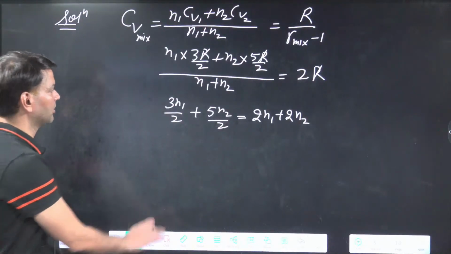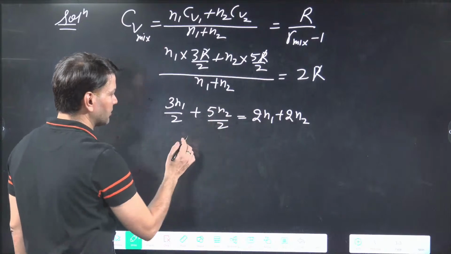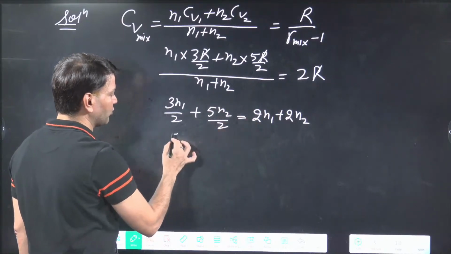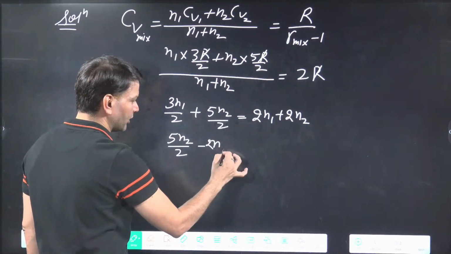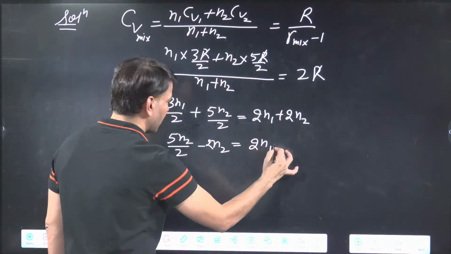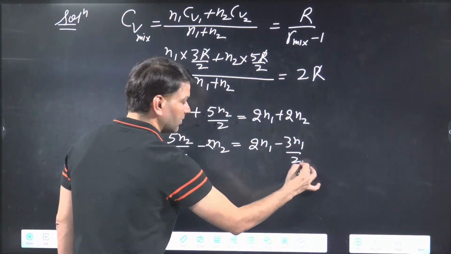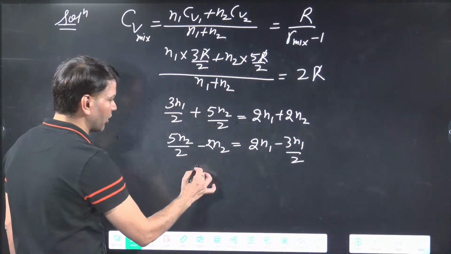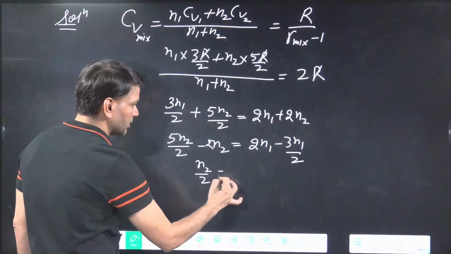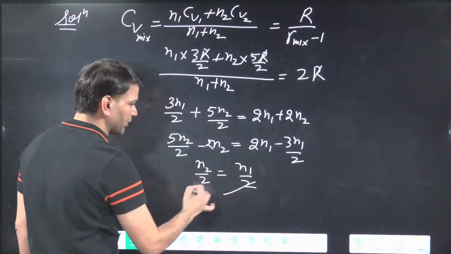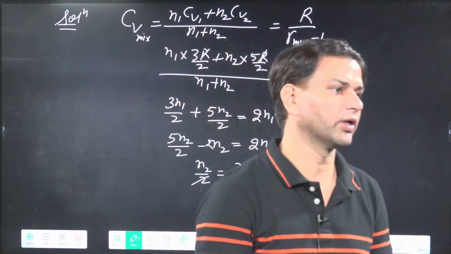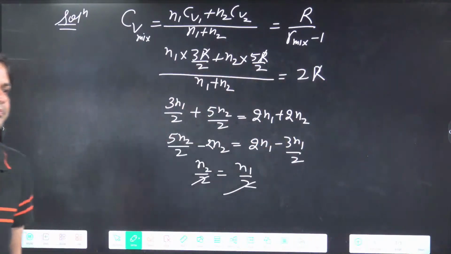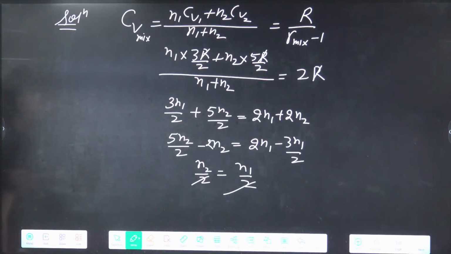Okay. Now this N2 you can shift here. So what you will get? 5N2 by 2 minus 2N2 is equal to 2N1 minus 3N1 by 2. This gives N2 by 2, and this gives N1 by 2. The 2 and 2 cancel out. What you got? N1 is equal to N2, or N1 upon N2 is equal to 1. So the ratio you got is 1. Completed?